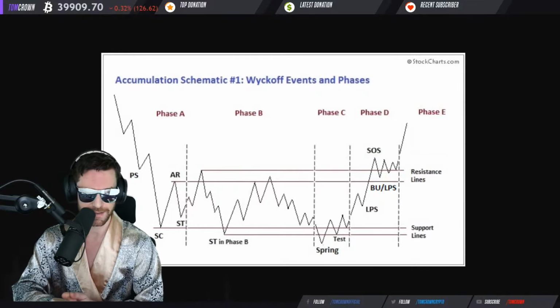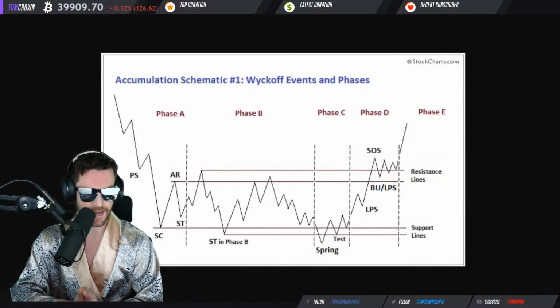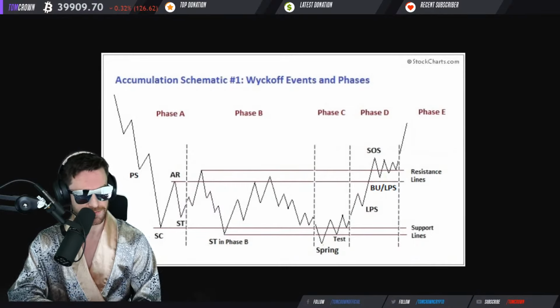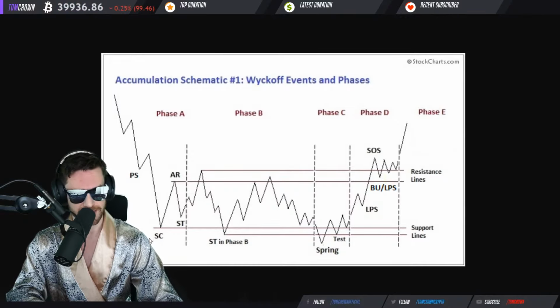SC is the selling climax, at which point the widening spread and selling pressure usually climaxes, and heavy or panicky selling by the public is absorbed by larger professional interests near or at the bottom. We see that right here. I think that fits our chart pretty well. We're going to go back and identify these.